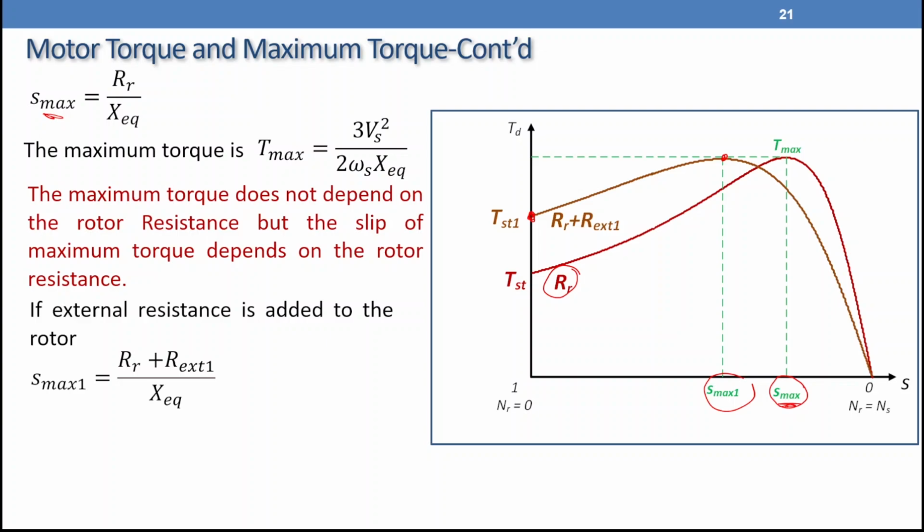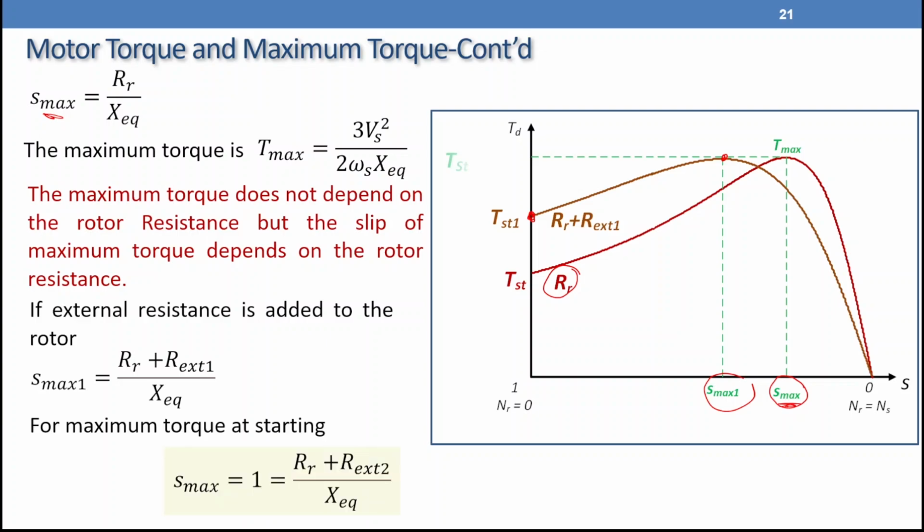More, we can add another resistance to achieve the maximum torque at starting. So if we add another resistance, we can have maximum torque at starting. And at starting, S equals 1. So S maximum equals 1 equals R rotor plus R external over X equivalent. So you are going to calculate this external resistance, which satisfies maximum torque at starting. So you need to design that in terms of rating and power capability.